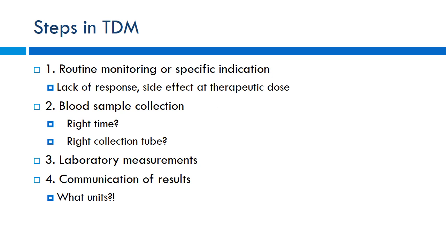So the steps in doing therapeutic drug monitoring. First off, we want to figure out what our indication is going to be, whether it's lack of response or a side effect or whatever it happens to be. We want to make sure we're looking at the right blood sample collection.